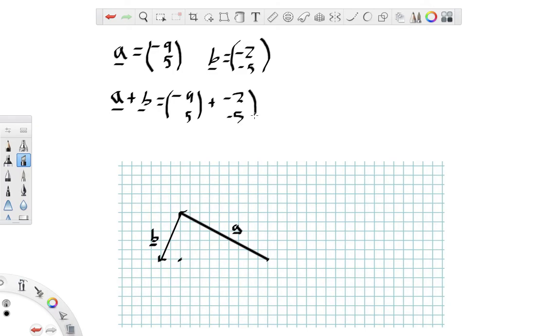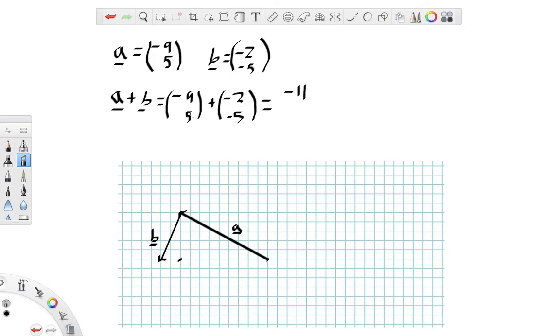Like this. Okay, so we've got minus 9 plus minus 2, because remember it's the tops that we do first, so the horizontal components. So minus 9 plus minus 2, well, plus and minus, the plus cancels out, so we've got a minus. We've got minus 9 minus 2, well that's minus 11.